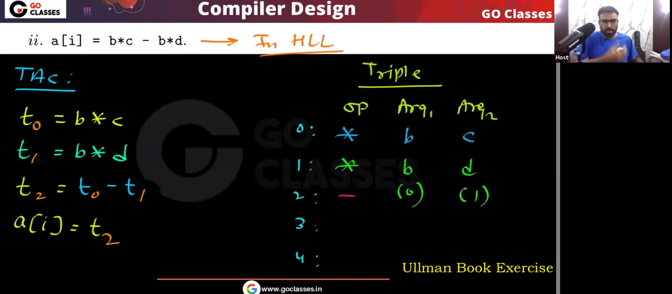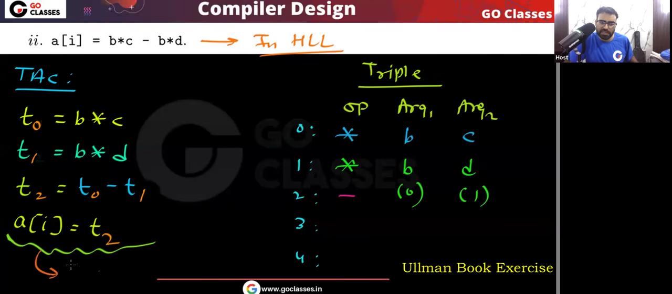Very simple point. In the triple representation, whenever you need to refer to the result of some previous operation, we refer by the position, not by the temporary variable. Very easy. Now what about this instruction? I already told you in this lecture previously, you can watch.